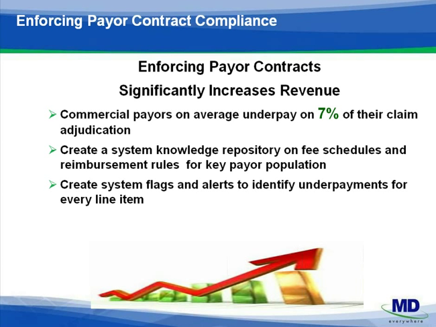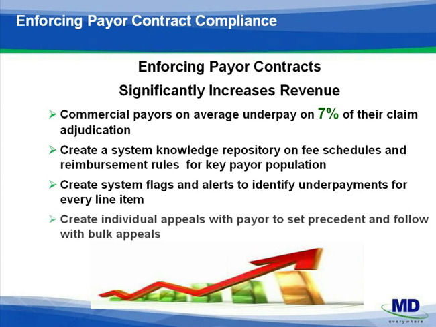So obviously, as we discussed, creating system flags and alerts to identify those underpayments, but when you go in to make the appeal, one of the best things that we can do is create that individual appeal. When we've isolated down to one or two specific types of instances, create one or two appeals, allow the payer to set the precedent that, yes, their system was in error, that they should have paid at a higher rate. And once you have the payer that set the precedent, then you can follow back up with a bulk appeal on all of the same corresponding line items.